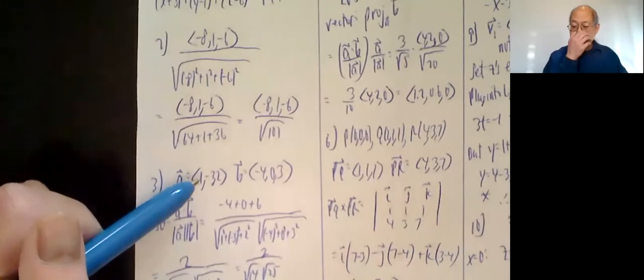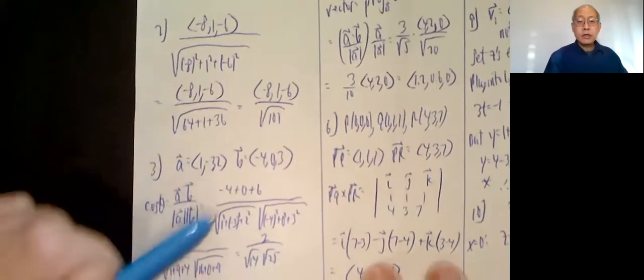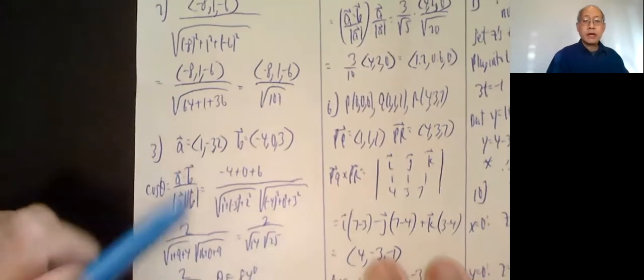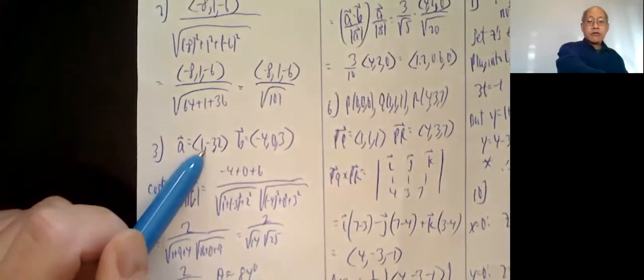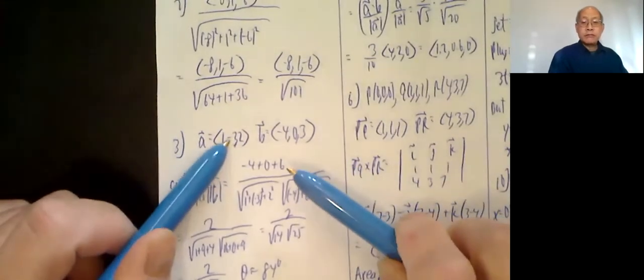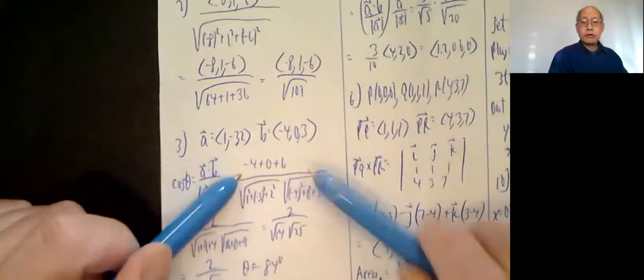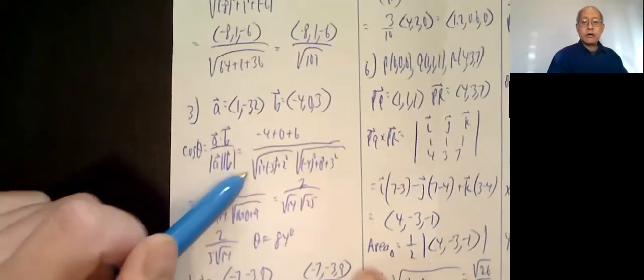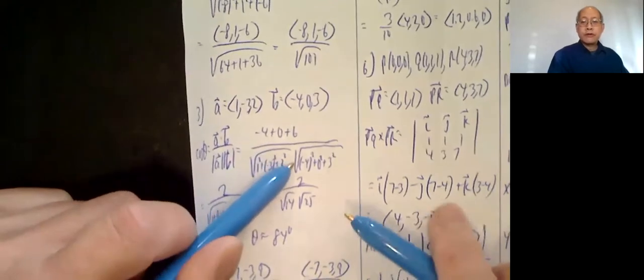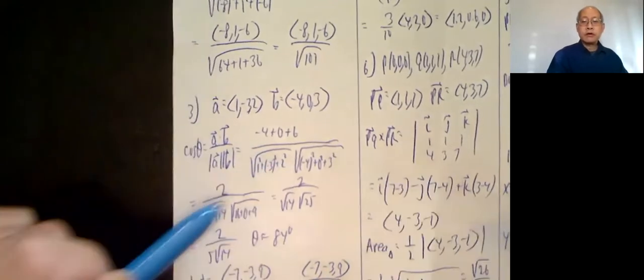Number 3, find the angle to the nearest degree between the 2 vectors. So cosine of theta is a dot b over norm A, norm b. A dot b is 1 times negative 4 is negative 4. 0 times anything is 0. 2 times 3 is 6, so the numerator is 2. Over the square root of 1² + (−3)² + 2² times the square root of (−4)² + 0² + 3².